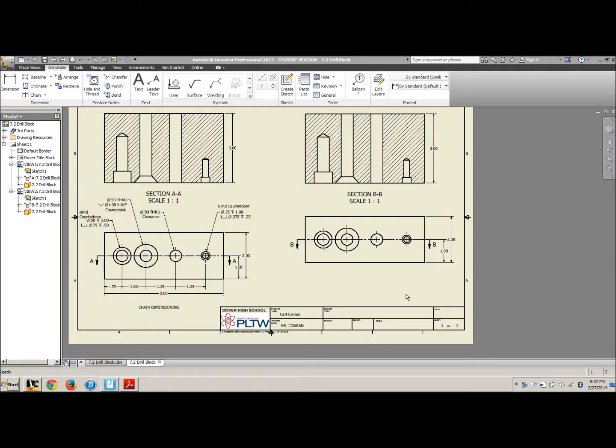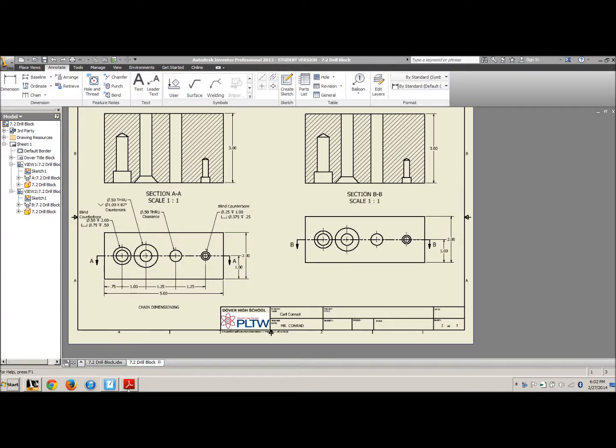Okay, now we're ready to put some specific tolerances. So you'll notice, in 7.2 we just did the section view with chain dimensioning. We had some vocabulary practice on the hole types. Now I've just created a second copy of my section view of the drill block, and I've already started dimensioning it.